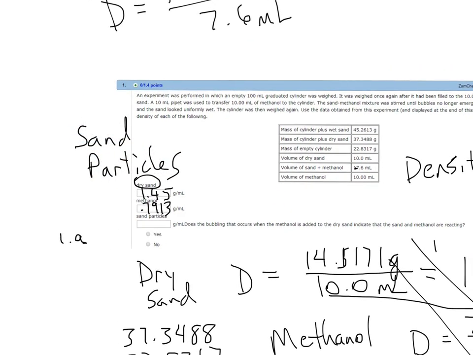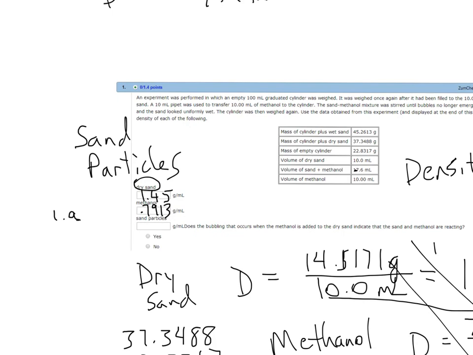Lastly, they ask you, does the bubbling that occurs when the methanol is added to the dry sand indicate that the sand and methanol are reacting? That's a very interesting question. In this case, no. The bubbling indicates nothing except that there were air bubbles trapped in amongst the sand particles. However, I would note that normally the presence of bubbles is an indication that a reaction is happening. So keep in the back of your mind that bubbling is an indication of a reaction occurring, but in this case, it's not. So I'd click the no button, and we're done with this problem.